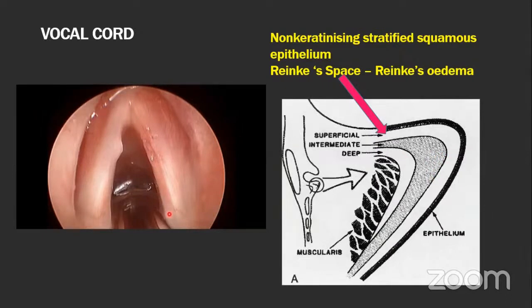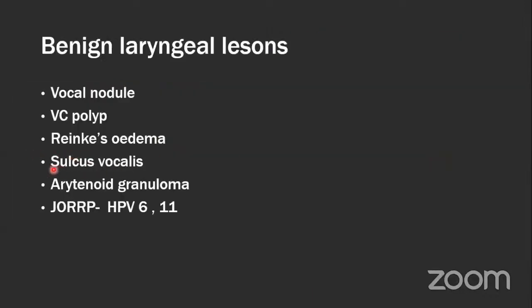So what treatment can you give? You can give microlaryngeal excision, or you can release this sulcus from the vocal ligament, or you can inject collagen or fat into this space so that this invagination will go back. Okay, so that is the treatment of sulcus vocalis.